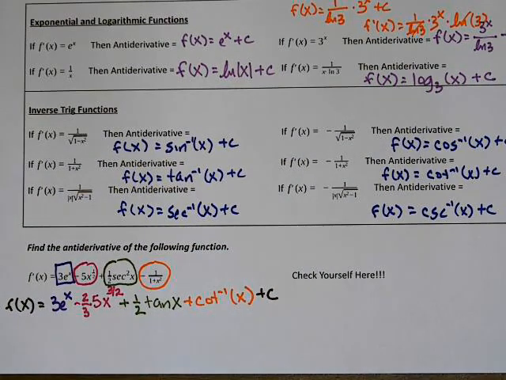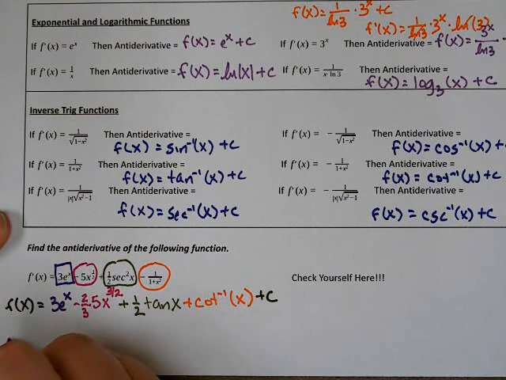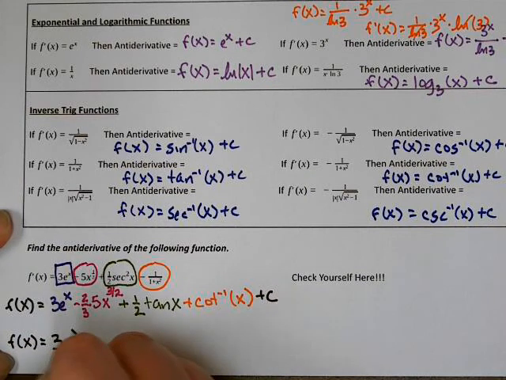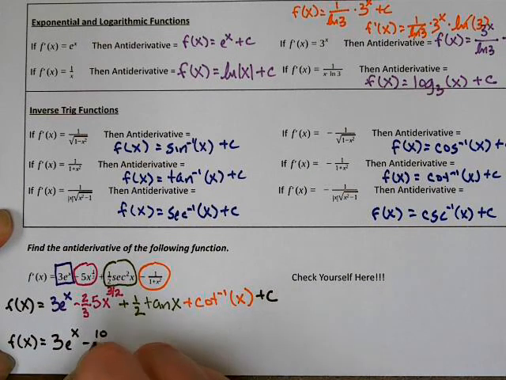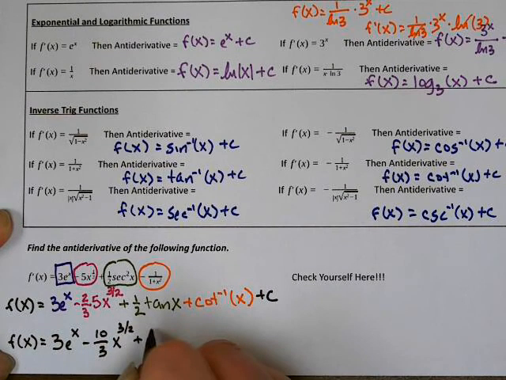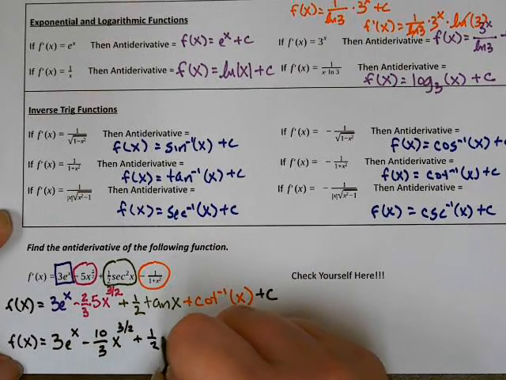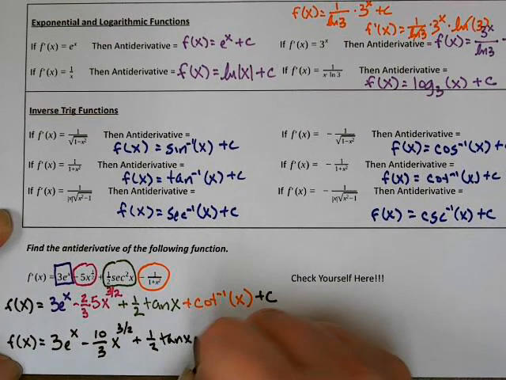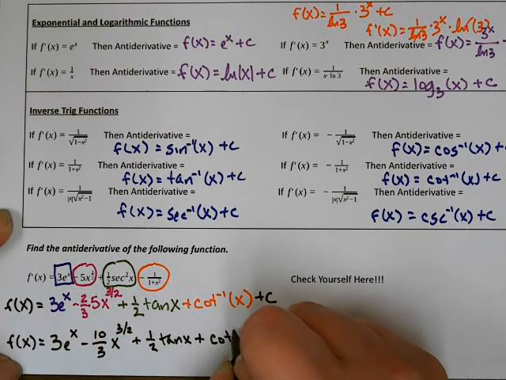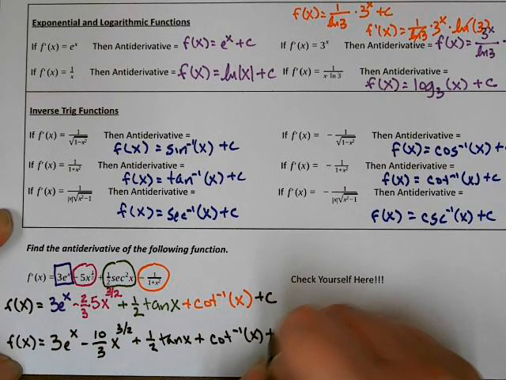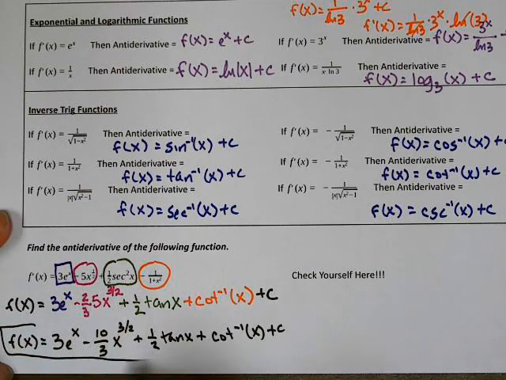So now let's go ahead and just simplify this really quick. So we're going to have f of x equals 3e to the x minus 10 over 3 x to the 3 halves plus 1/2 tangent of x plus the cotangent inverse of x plus c. So this is our final answer here.